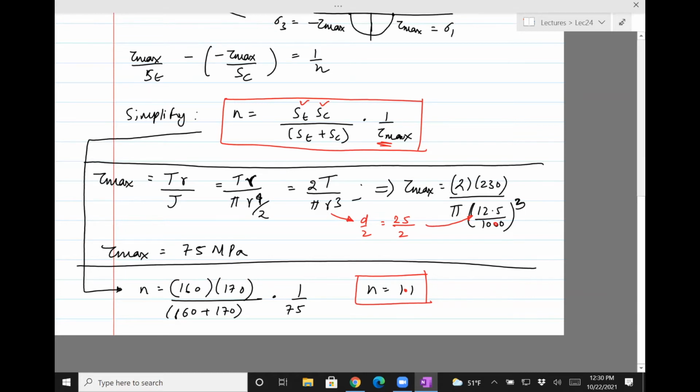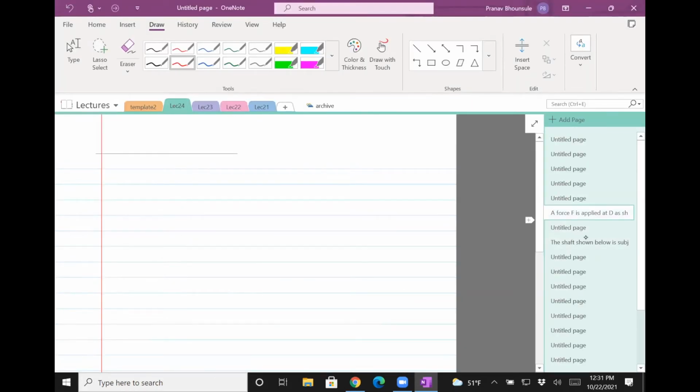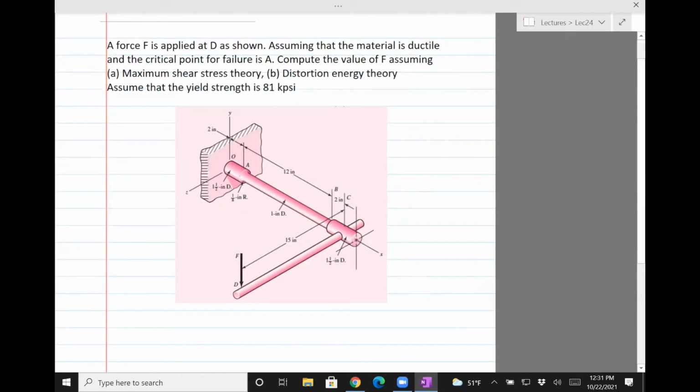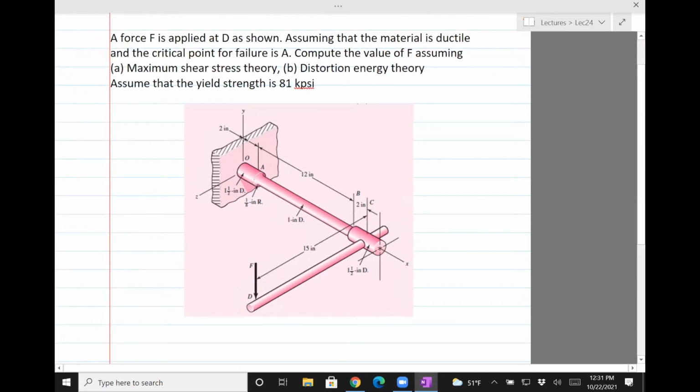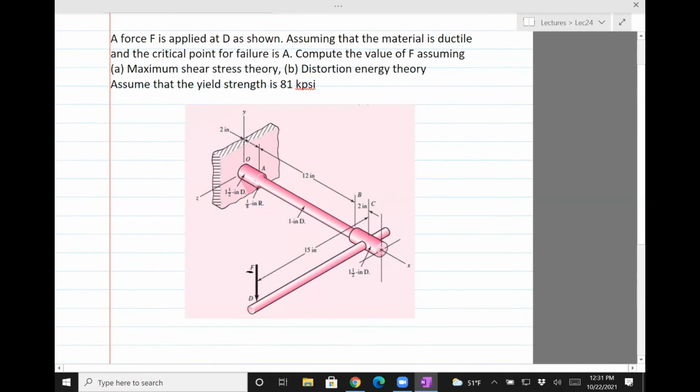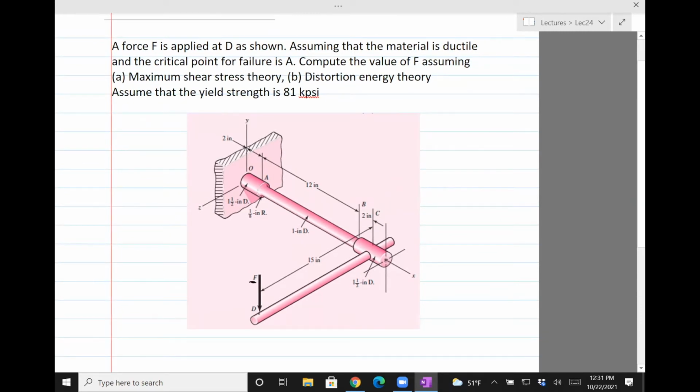Okay, let's move on. Here is an applied problem with a real system, and we need to find a certain force, in this case F, such that it won't fail. So force F is applied at D as shown. Assume that the material is ductile and the critical point of failure is A. So it's right here. Compute the value of F, assuming maximum shear stress theory and distortion energy theory. Assume that the yield strength is 81 kpsi.